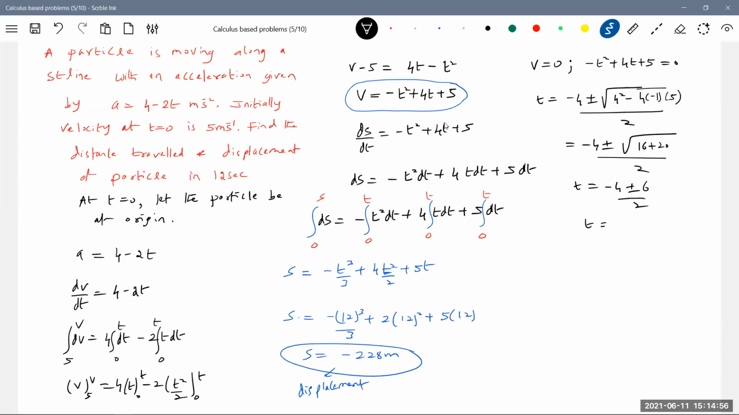So I think time should not be negative. So what is the instant of time at which v equals 0? I think 1 second. 6 minus 4 by 2 will be 1 second. Now put t equal to 2 seconds, the velocity will have one value. Put t less than 1 second, the velocity will take the opposite sign. So therefore, at t equal to 1 second, what happens? It is going to change the direction of motion.